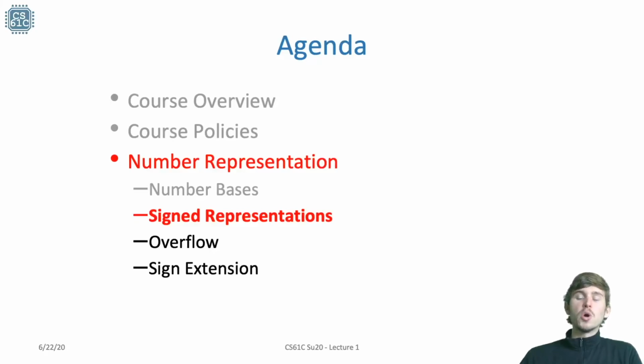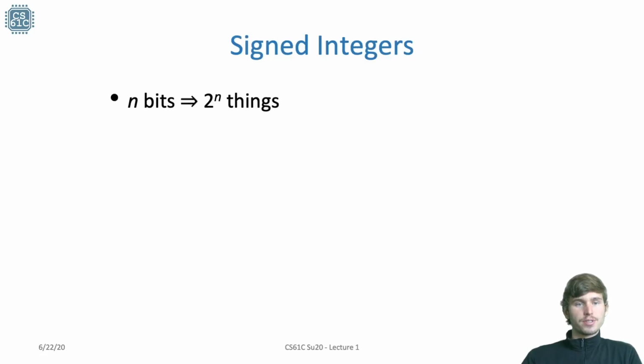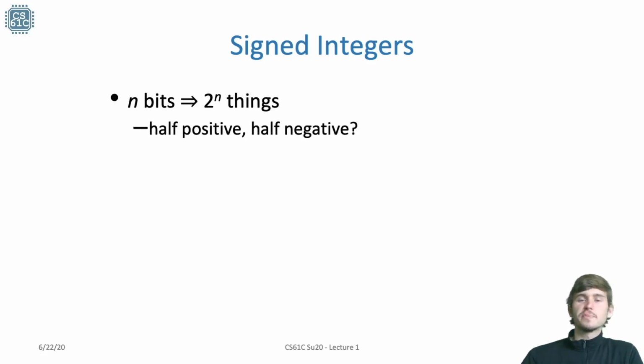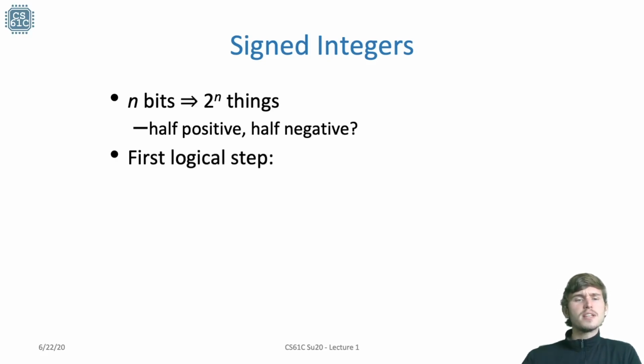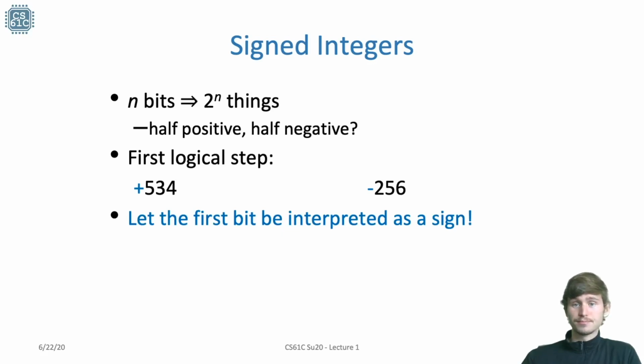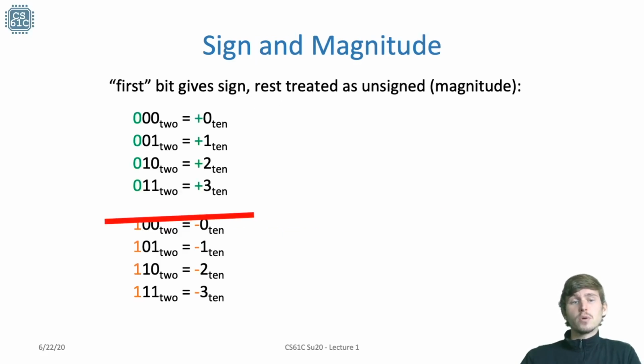So let's now go over signed representation. So signed integers. We were talking earlier about how n bits can represent 2 to the n things, so why not just split it into half positive and half negative values? The first logical step that I can think of is to make it so that the sign is another bit. So this actually brings us to our first representation called sign and magnitude.